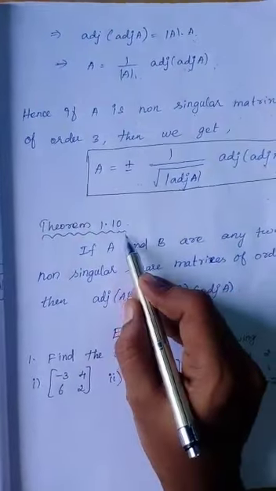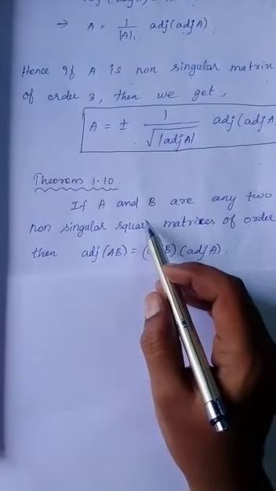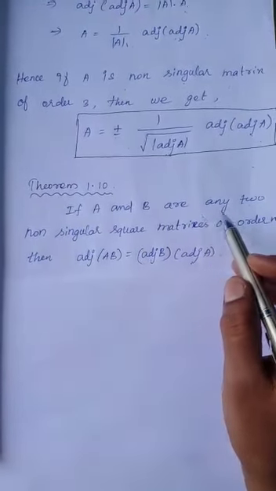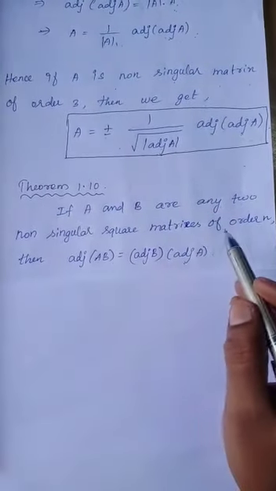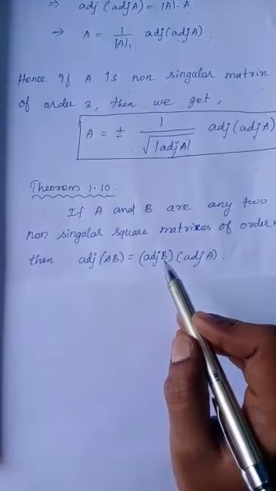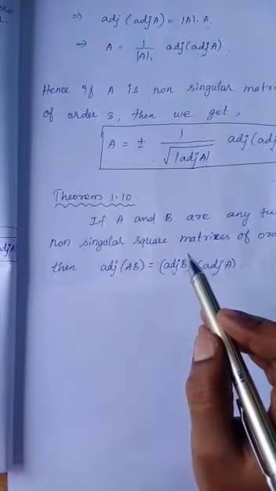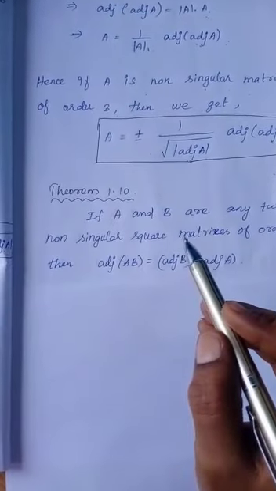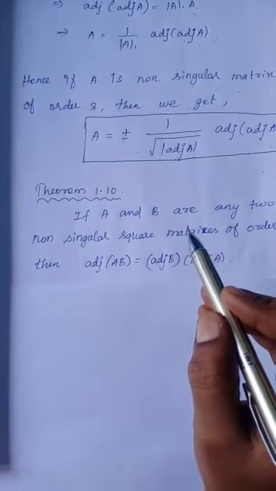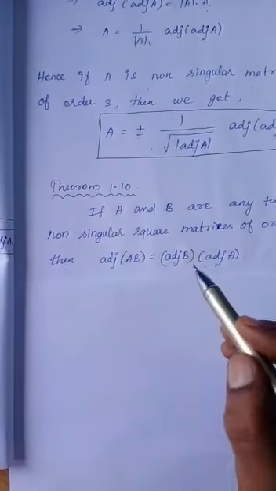So theorem 1.10: if A and B are any two non-singular matrices of order n, then adjoint of AB equal to adjoint of B into adjoint of A. A and B are two non-singular matrices means determinant of A is not equal to 0, determinant of B is not equal to 0. Then adjoint of AB is equal to adjoint of B into adjoint of A.